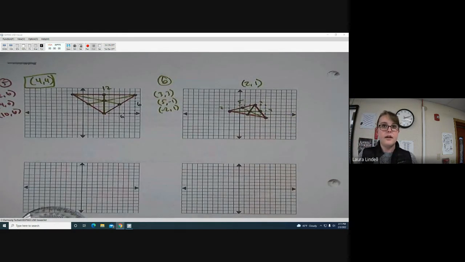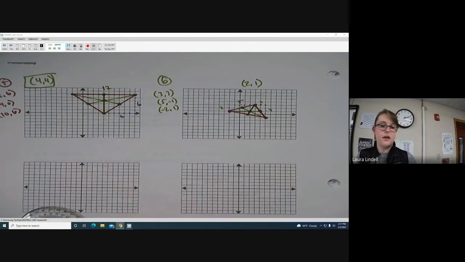All right. So for your homework, again, you're finishing both of these worksheets. So you're going to want to do 15, 16, and 17 on the graph paper back here. Otherwise, that's all we've got for today.